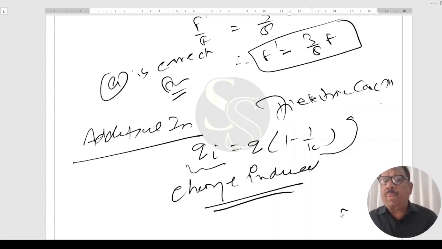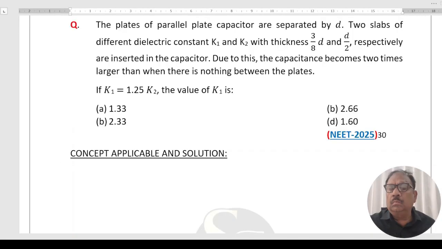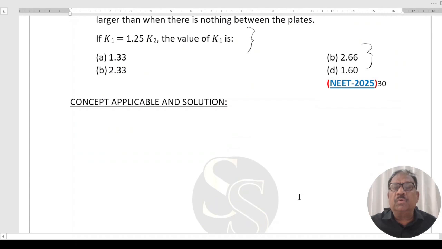Next question. The plates of a parallel plate capacitor are separated by a distance d. Two slabs of different dielectric constants K1 and K2 with thickness 3 by 8 d and d by 2 respectively are inserted in the capacitor. Due to this, the capacitance becomes 2 times larger than when there is nothing between the plates. The relation between K1 and K2 is asked, four options are given to you. One of the options is correct. Right? Concept applicable and solution.